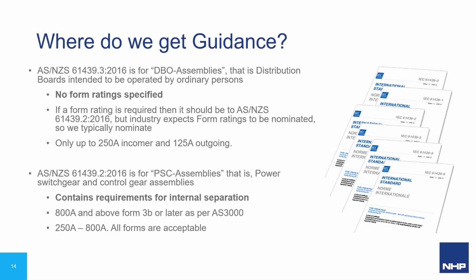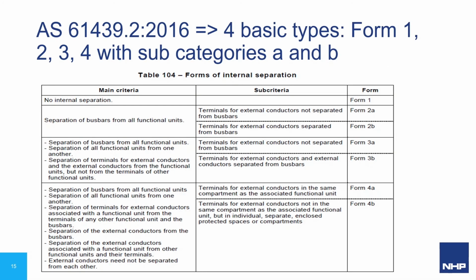AS61439 Part 2 is for power switchgear and controlgear assemblies. Most new switchboards and some panel boards are constructed to this standard. This is where we find the requirements for the different forms of internal separation. To 61439, all forms are acceptable. It is just another characteristic of the assembly that needs to be specified with respect to the application. It is typical in Australia for a board over 800 amps to be Form 3B or ladder as per AS3000 to reduce the occurrences of arcing faults. Alternate forms of construction are also permissible, so be clear as to what you expect.